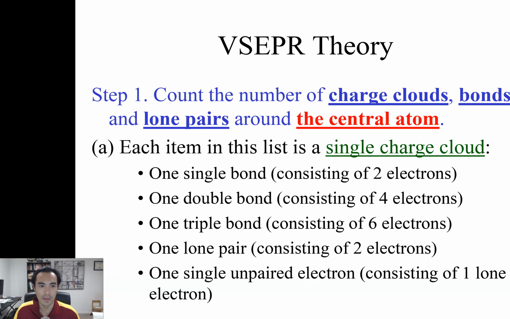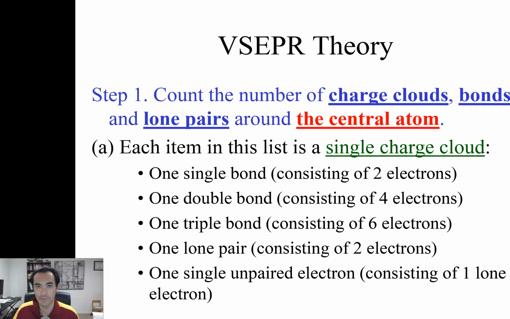So the first thing for VSEPR is that there is an actual process that goes with it. First, you're going to count the number of charged clouds, or what they call bonds, and lone pairs around the central atom. We normally talk about clouds, but when we draw them out, we draw them as bonds, either shared paired electrons or lone pairs on the outside. There's usually a central atom. For a single bond, you're going to have 2 electrons.